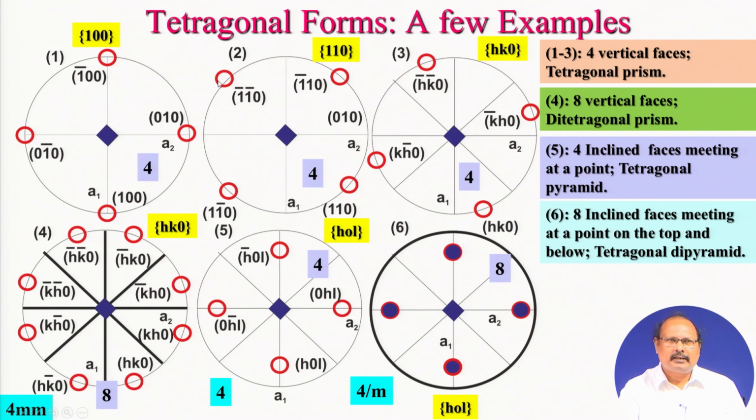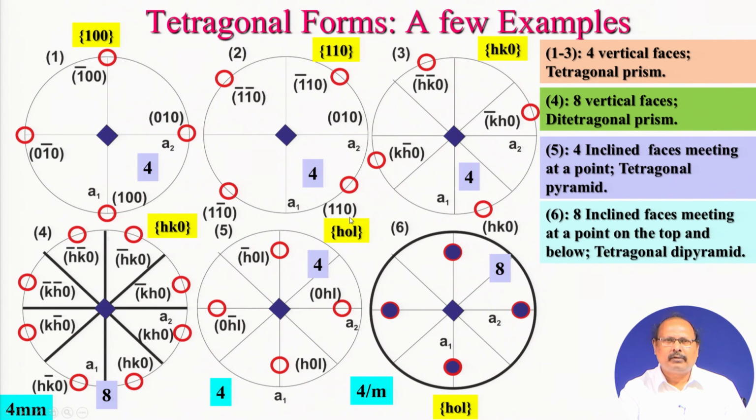So, let us try a study with a very simple 4-fold axis symmetry, where the point group symmetry is 4, and this is your vertical 4-fold axis, and your motif is 1 0 0. So, the form symbol is 1 0 0. The vertical 4-fold axis will act upon this with 90-degree rotation. It will produce a face here, another face here, and another face here.